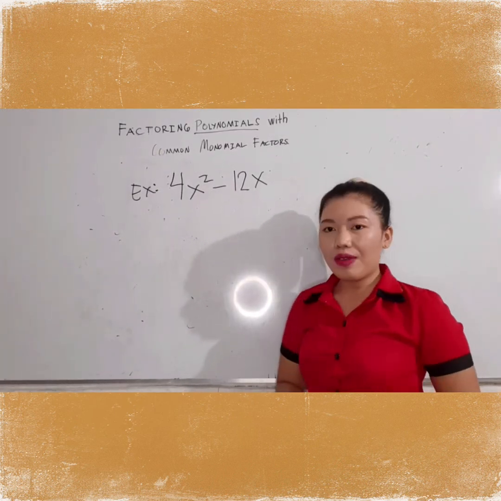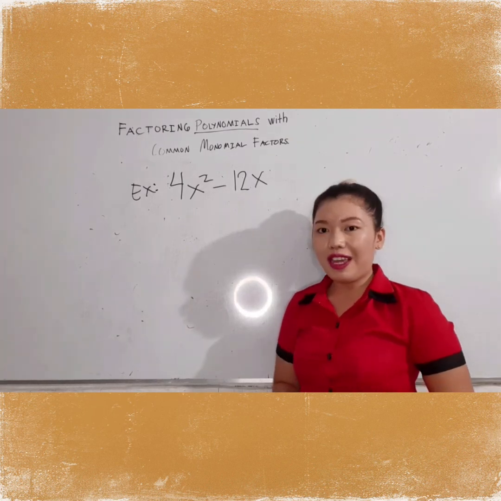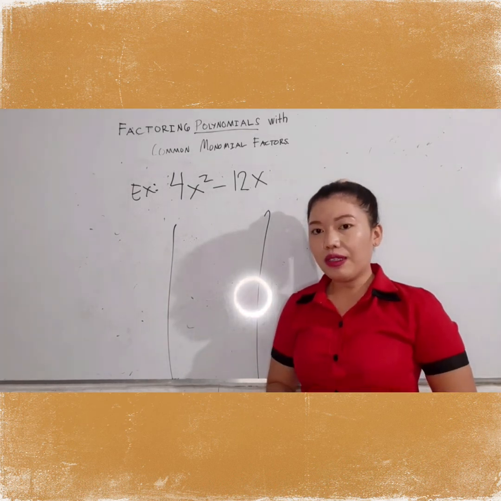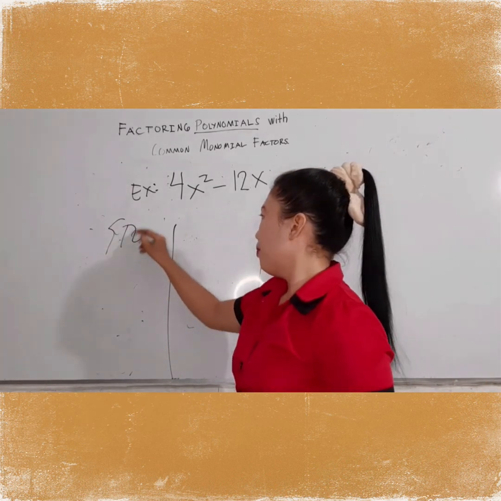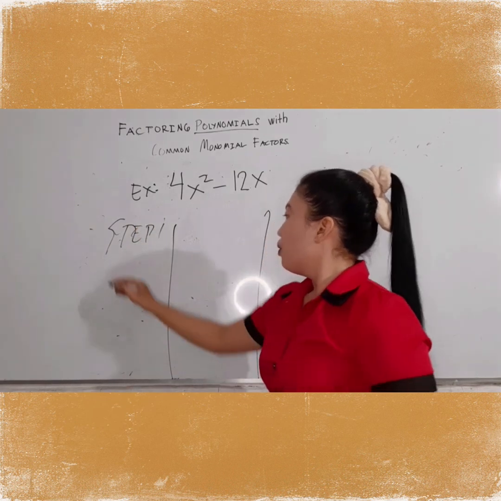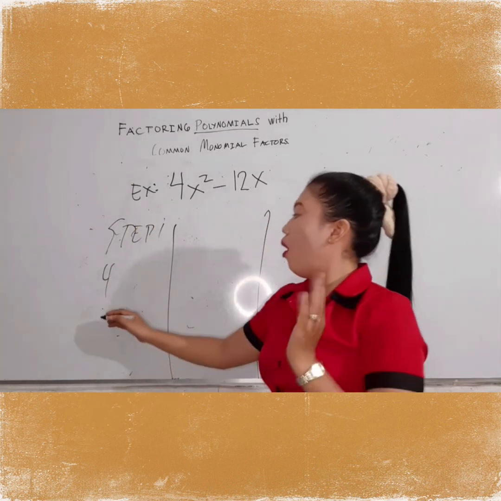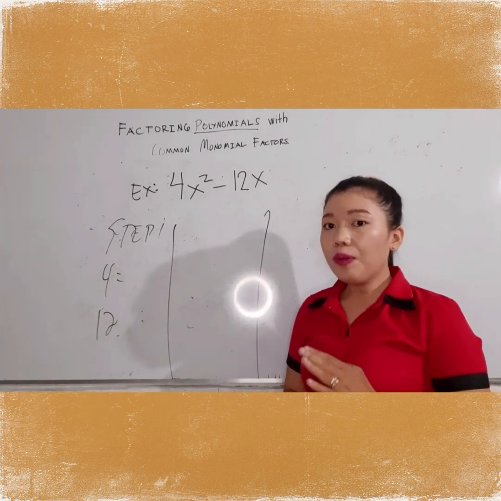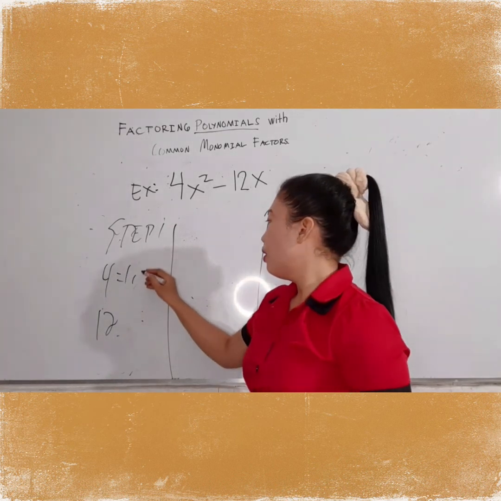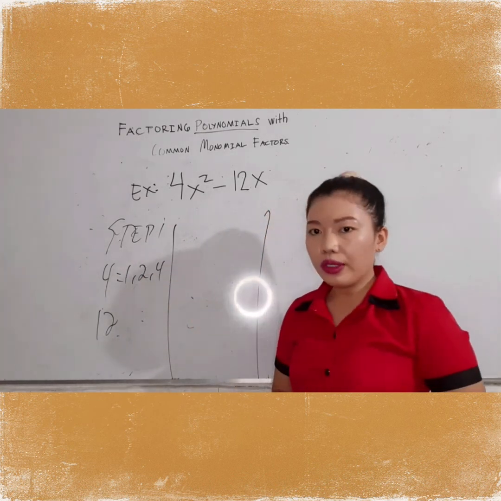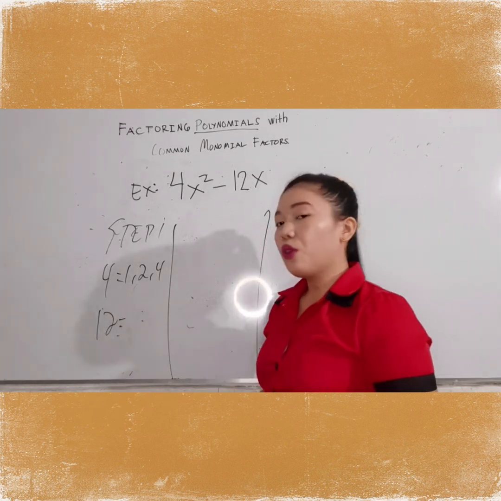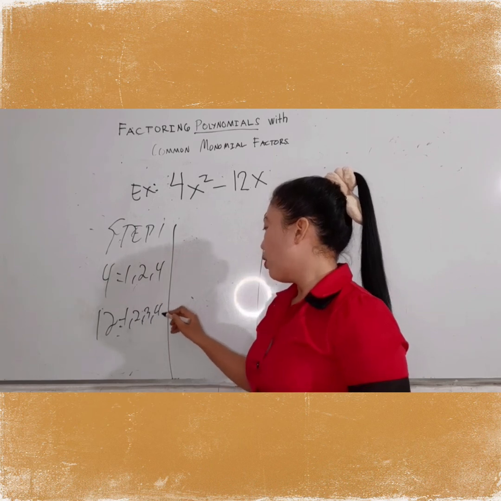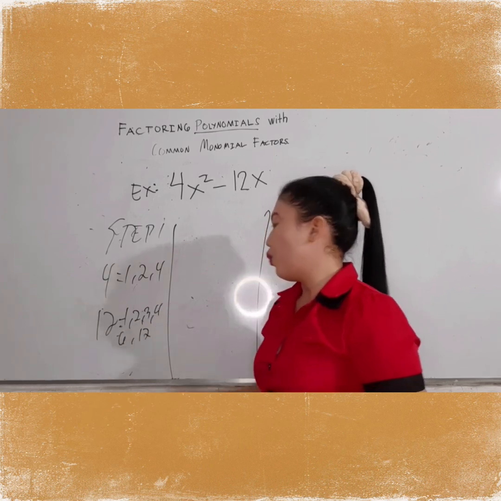How about if we have 4x squared minus 12x? First thing we're going to do is to find the GCF. So we will find the GCF of 4 and 12. The factors of 4 are 1, 2, and 4. The factors of 12 are 1, 2, 3, 4, 6, and 12.